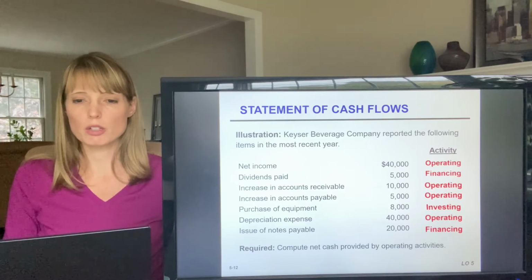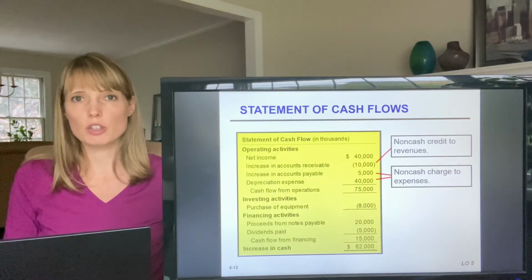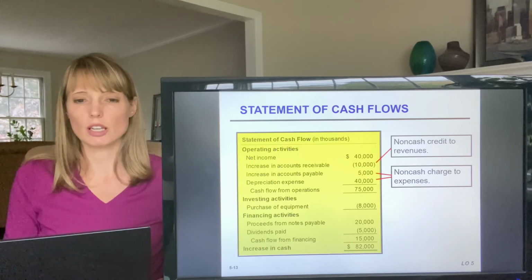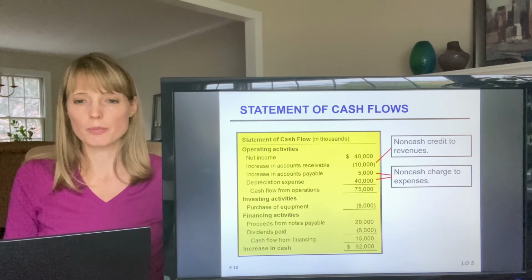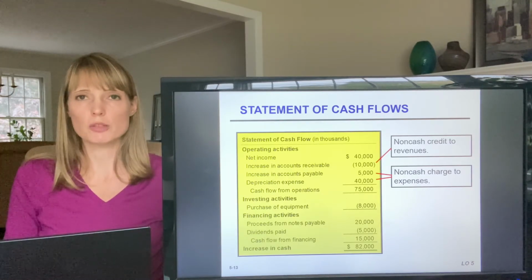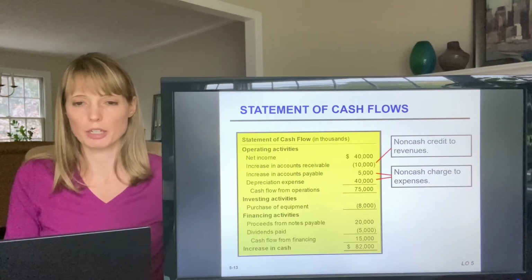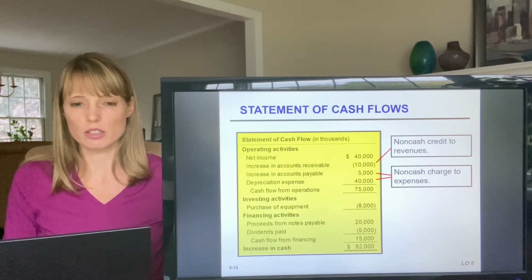We are asked to compute net cash provided by operating activities. In the operating section, we start with net income. We subtract out the increase in accounts receivable. We add the increase in accounts payable. We add back depreciation expense since that lowered net income, but it doesn't affect our cash from operating activities. We get net cash from operating activities of $75,000.